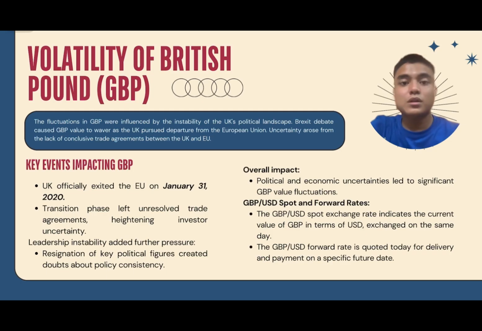So next is the volatility of the British pound, which is GBP. The fluctuations in GBP were influenced by the instability of the UK political landscape. The Brexit debate caused the GBP value to waver as the UK pursued departure from the European Union, which is the EU. Uncertainty arose from the lack of a conclusive trade agreement between the UK and the EU. Let me highlight the key events impacting GBP. The UK officially exited the EU on January 31, 2020.